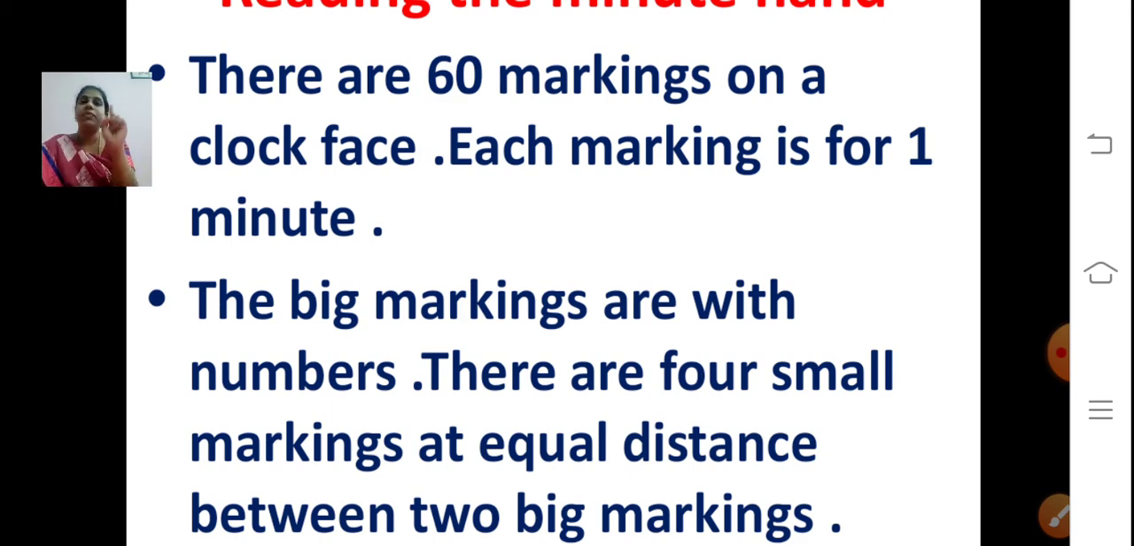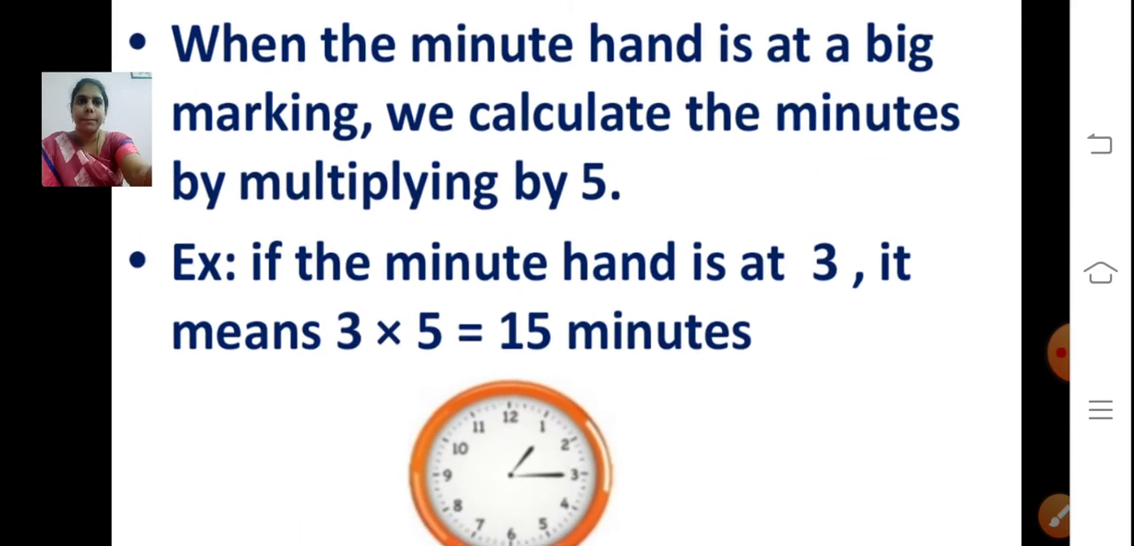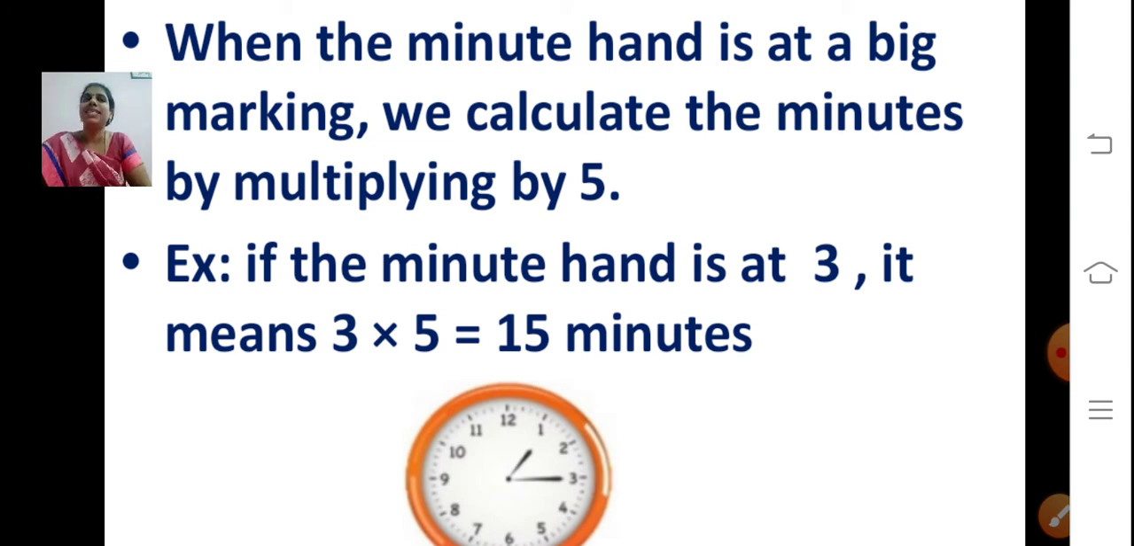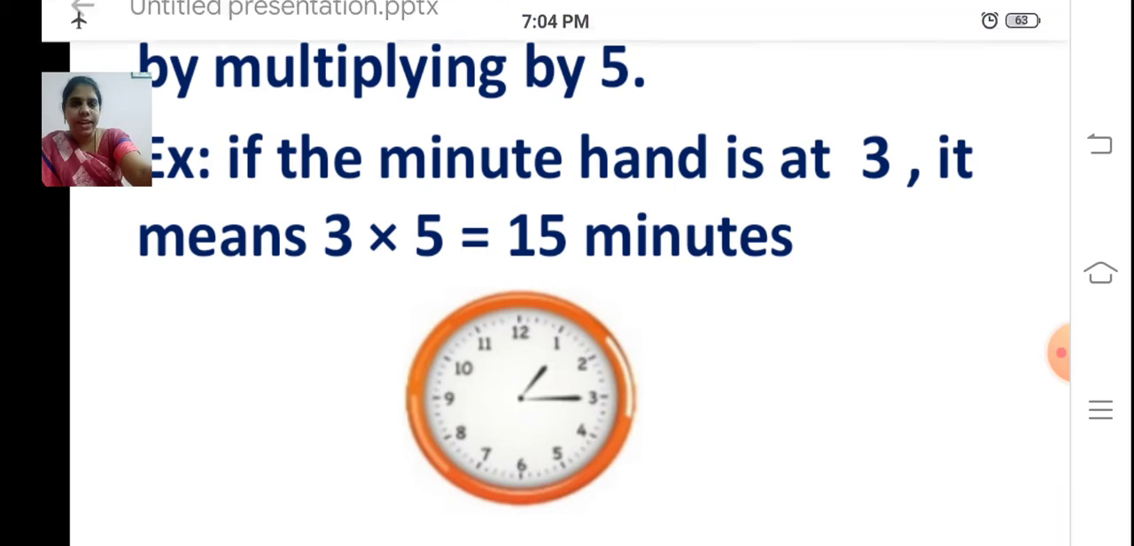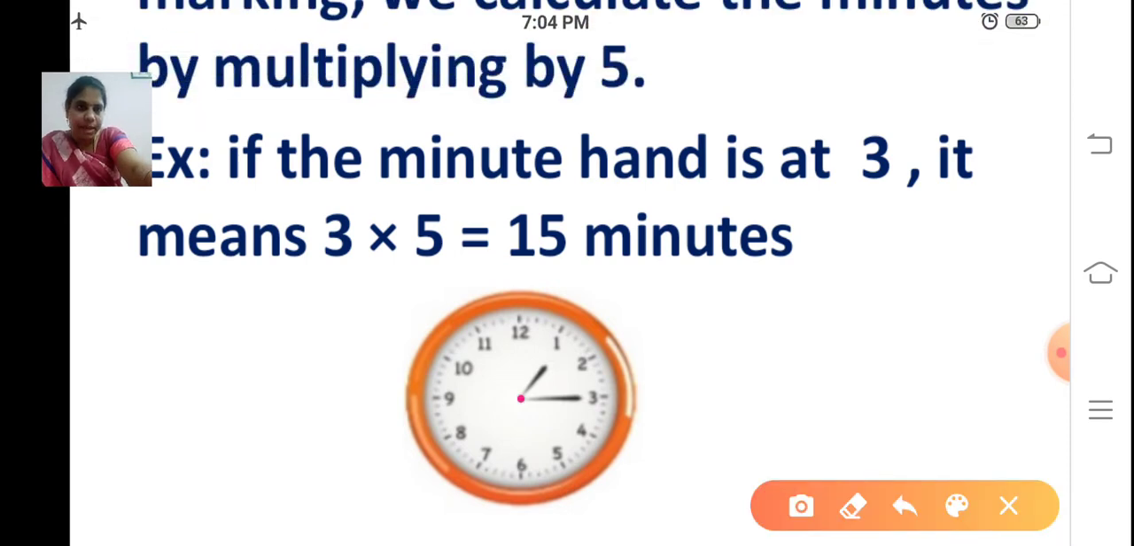So when it crosses 1, that is 5 minutes. If it crosses 2, 10 minutes. So we have 4 small markings in between, right? Next. Now, when the minute hand is at a big marking, we calculate the minutes by multiplying by 5. When the minute hand is at a bigger marking, just see the minute hand. See the minute hand, it is at the bigger marking, right? The minute hand is at number 3.